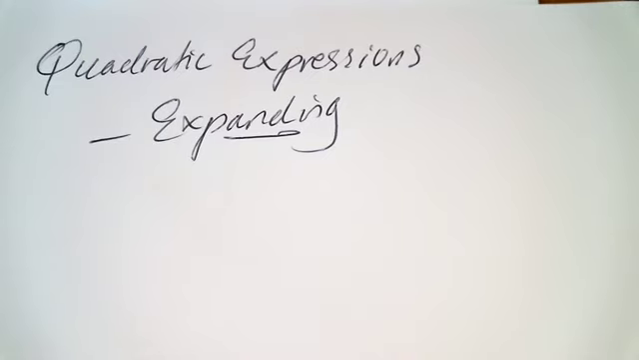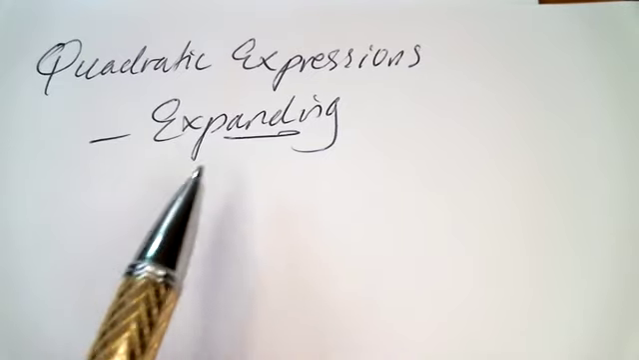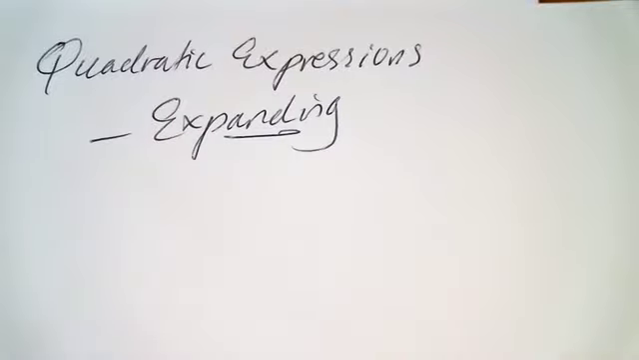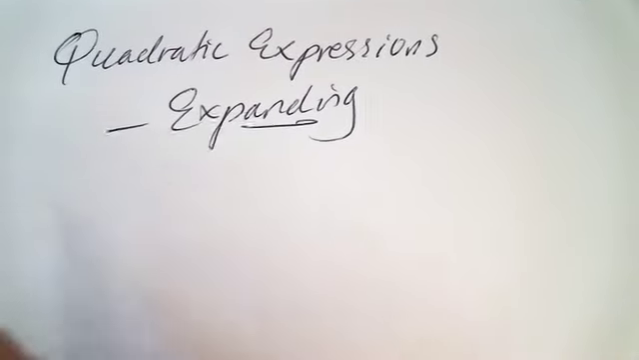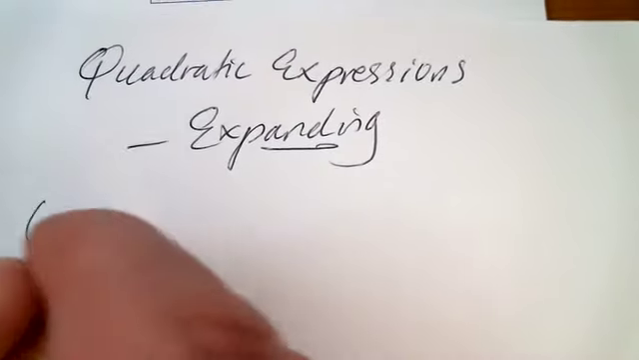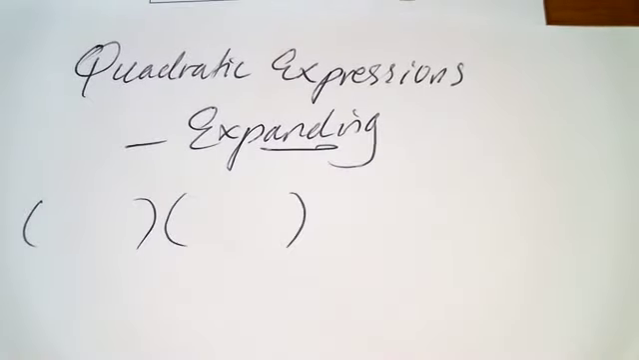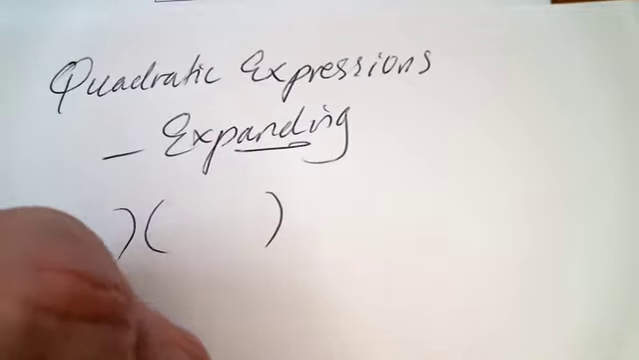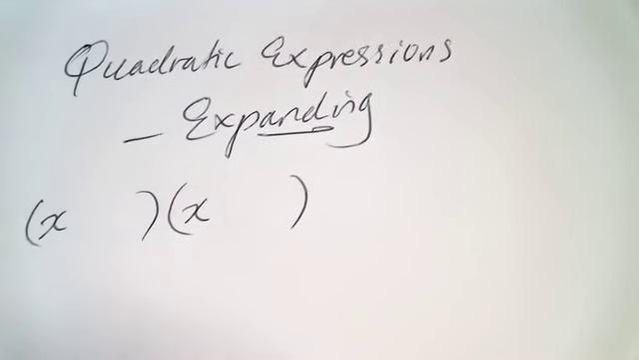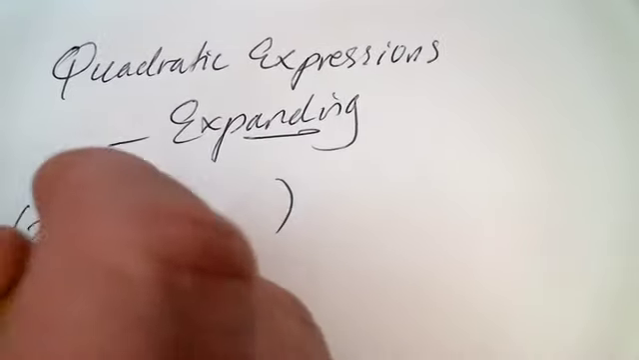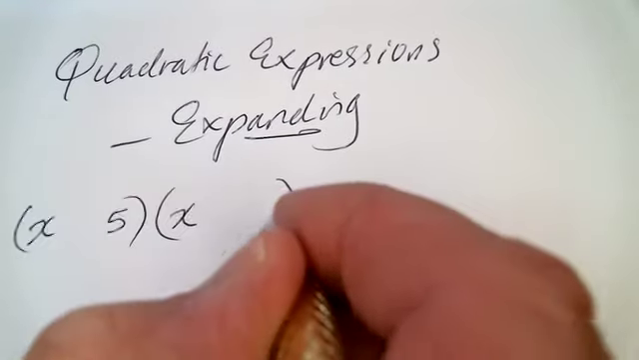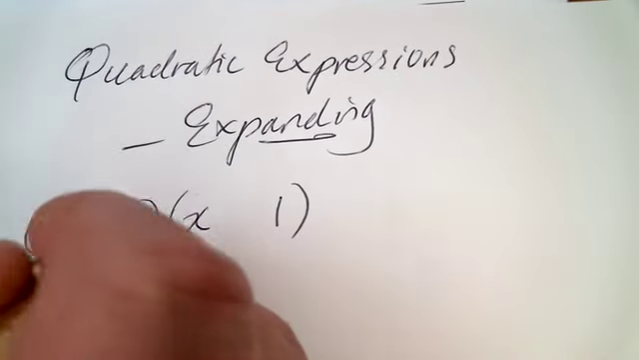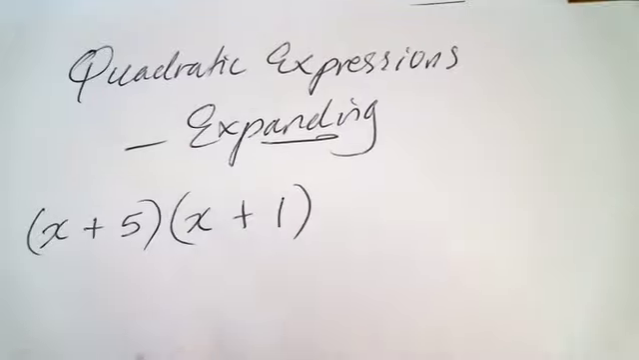In this video, I'd like to talk about how to expand quadratic expressions. So a quadratic expression, we're going to end up with something where we've got two pairs of brackets, and we'll have some sort of an x at the beginning of each, and we're going to have a number at the end. So let's say this is a 5 and this is a 1. And let's make them in this case both plus.